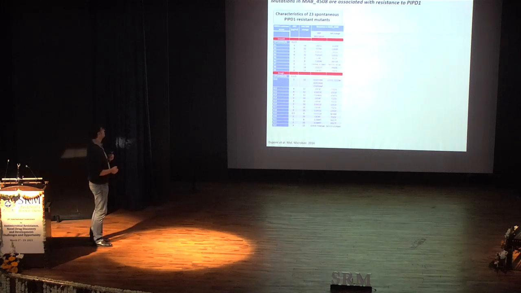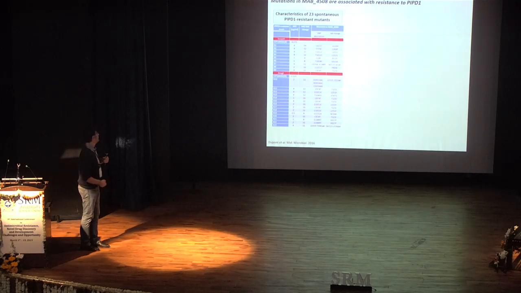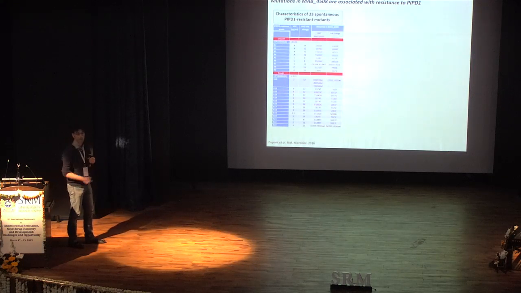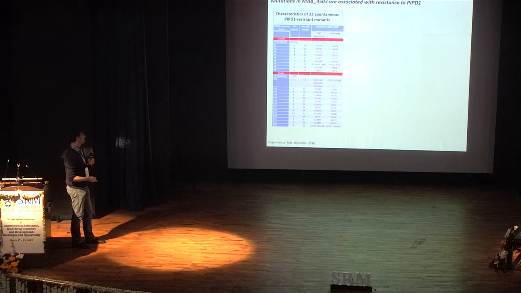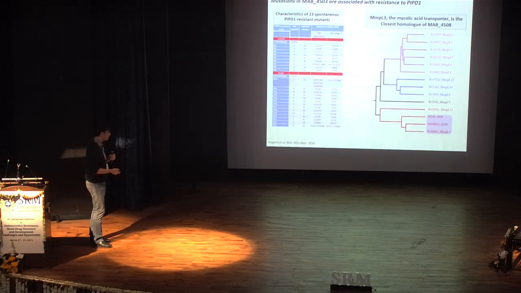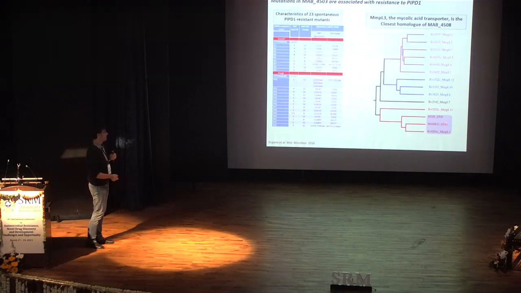So we generated 23 spontaneous resistant mutants in the lab, and by whole genome sequencing of these mutants, we found that all of them, 100% of the resistors, contained a SNP in the same gene, which is MAB_4508. This is a phylogenetic tree that shows that MAB_4508 is highly related to these two genes here, which are known as MmpL3 in Mycobacterium smegmatis and Mycobacterium tuberculosis. So what are MmpLs?